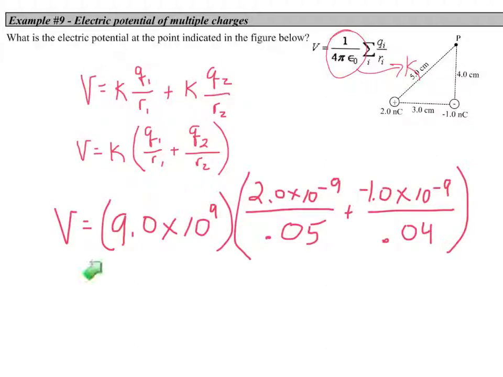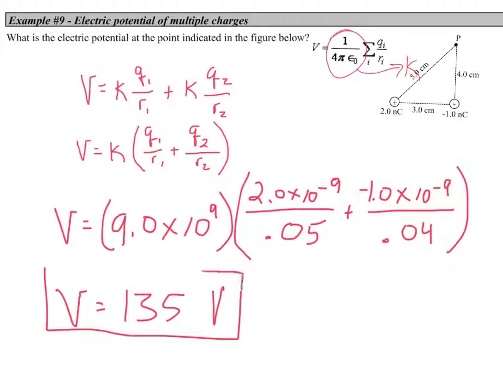So substituting in our Coulomb's law constant here, we make sure that we have times 10 to the negative 9 on each of those charges, because they're nanocoulombs. Nano means times 10 to the negative 9, and we've converted our centimeters to meters. We end up with an electric potential of 135 volts at that point away from those two charges. So as we can see from this example, it's really quite simple to find the electric potential at some point around charges.